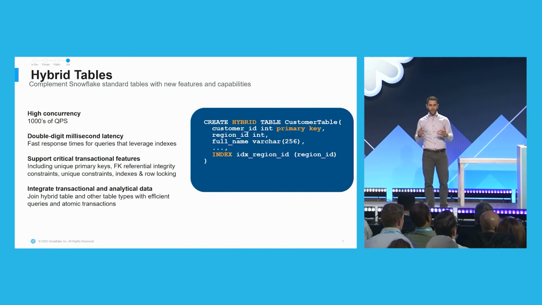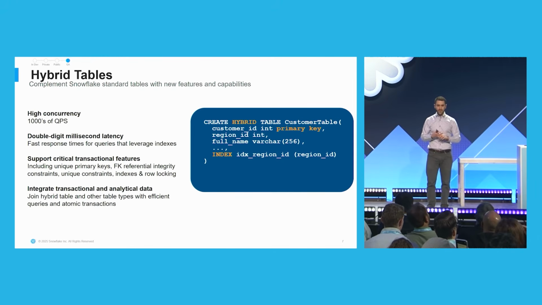The key feature that enables this in Snowflake is hybrid tables. This is just another table type in Snowflake DB. You create it like any other table type, but you add this hybrid keyword at the beginning of the table definition. And ultimately, what's different about hybrid tables is they have a completely different row storage engine that allows you to do high concurrency, high throughput DMLs with low latency, double-digit millisecond response times.